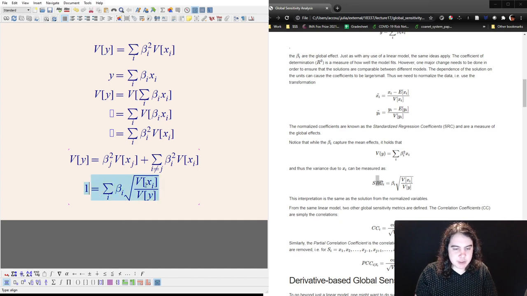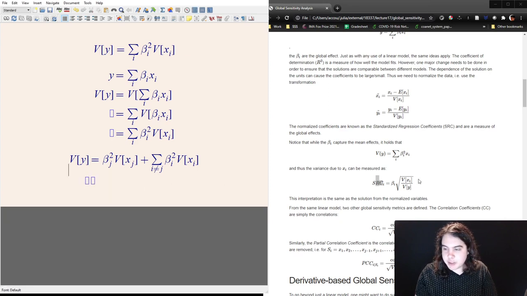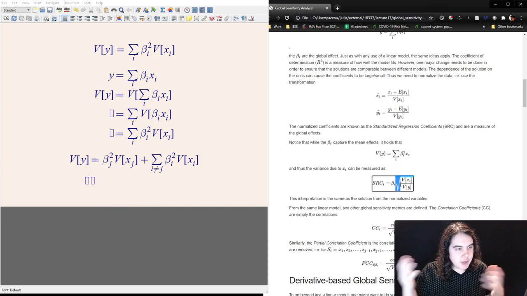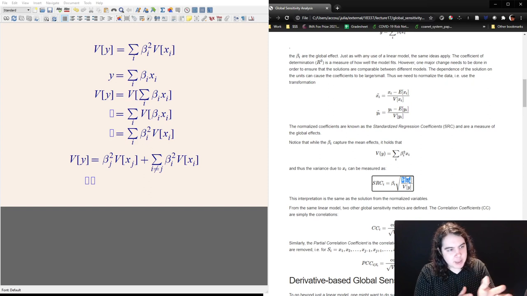So this is the SRC coefficient, which is essentially saying that the standard deviation of the output that is due to changes in input i is this: you take the variance in the x_i term from the data, you take the variance of the y term from the data, and then you take the square root of that, and then you multiply it by the beta that comes out of regression, and that gives you an estimate of what percentage of the output changes are due to x_i.